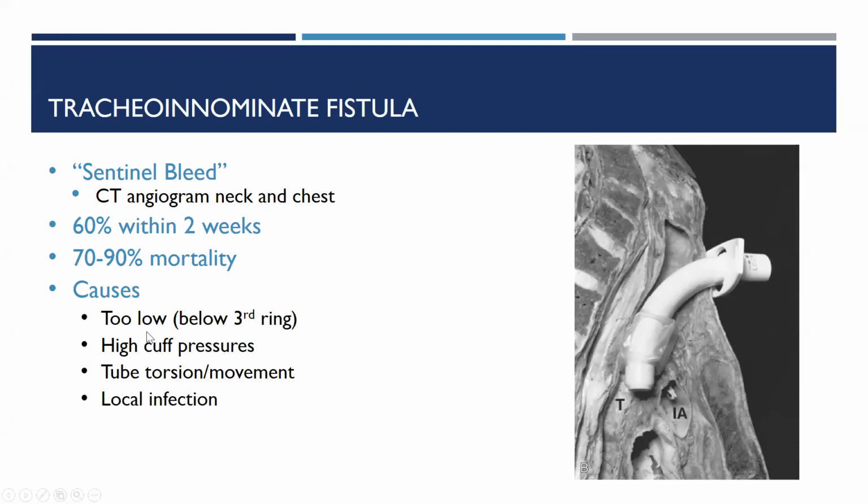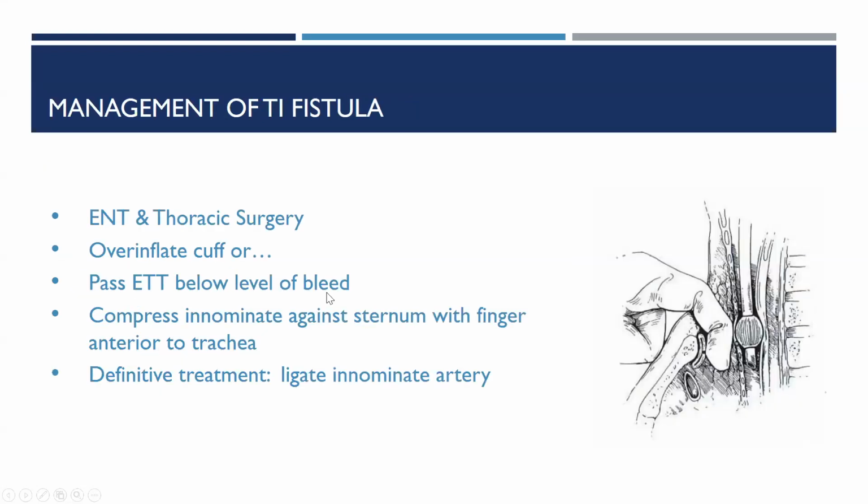Causes for this: if you make the incision too low in the tracheal wall, approaching where the innominate is, that's a risk factor. Super high cuff pressures, meaning you're pushing the cuff against the tracheal wall and causing those two surfaces to touch. And then any sort of tube movement, like if the patient's moving around a lot. Very high mortality, 70 to 90%. So what you should do is call whoever did the trach, or general surgery, or us two people.